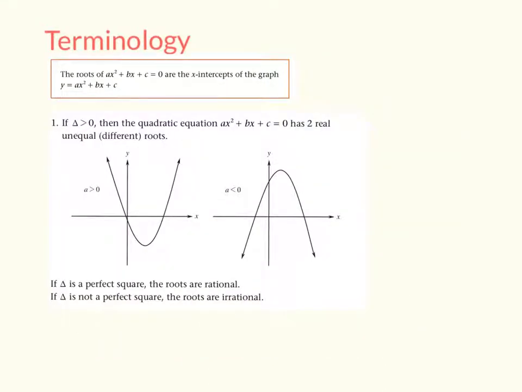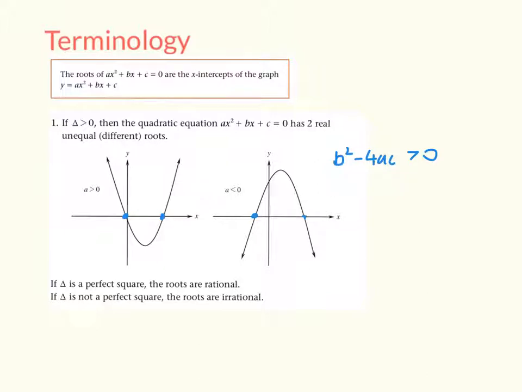Alright, so we need to look at some terminology. I've already mentioned the word roots. The roots of a quadratic equation are our x-intercepts. So whatever values we have, they're our x-intercepts. We've talked about the fact that the discriminant, if it's greater than 0, will give us two x-intercepts. And that happens when the discriminant, the b squared minus 4ac, is greater than 0.